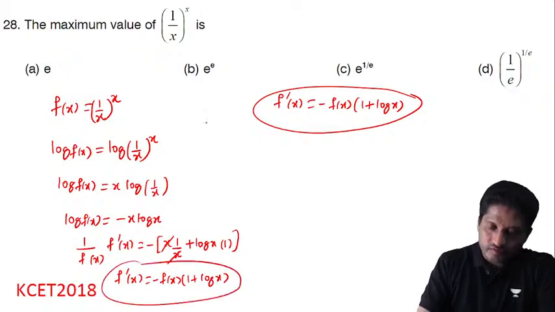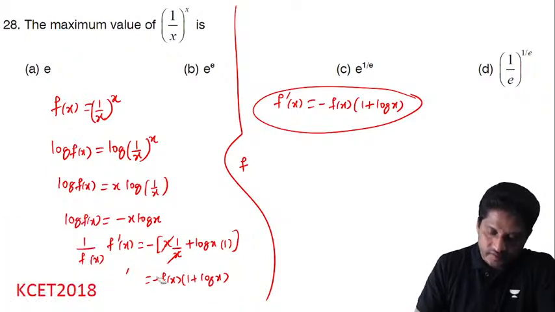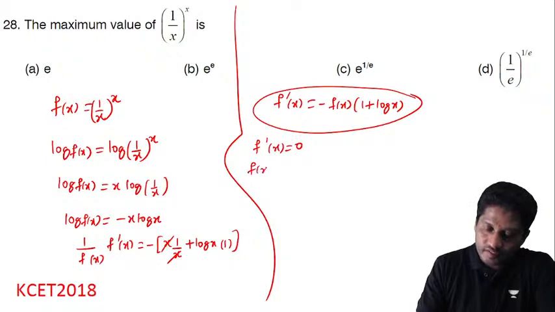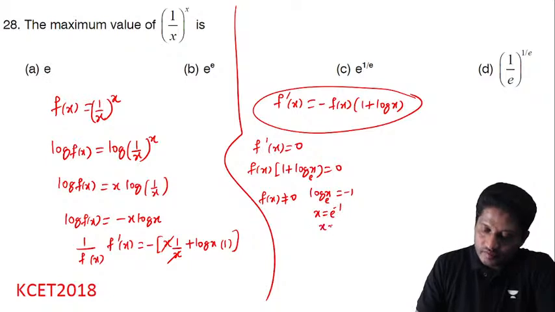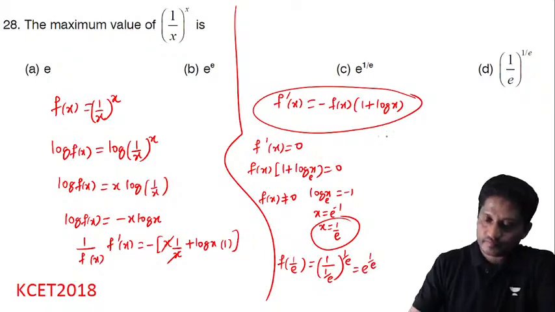Now if I equate this to 0, f dash of x is equal to 0, so minus f x into 1 plus log x is equal to 0. f x cannot be 0 for any value of x. So log x to base e is equal to minus 1, x equal to e power minus 1, which is 1 by e. Get f of 1 by e is equal to 1 divided by 1 by e whole to the power of 1 by e, which is e to the power of 1 by e. Answer is option C.